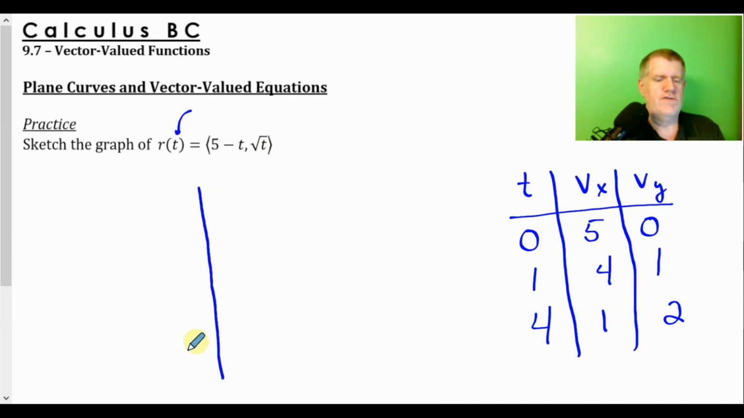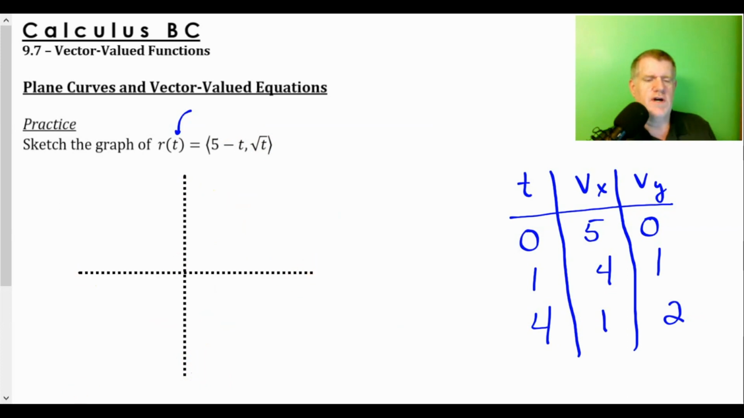See if I can do these axes somewhat straight. Probably not. So I'm just going to take a line tool. Oh, well, look at dotted line. Well, that'll work. That's okay. There's our axes. So 5, 0. We got it right there. 4, 1. Right about there. 1, 2. Right about there. Well, maybe one more point to see where we're going here.